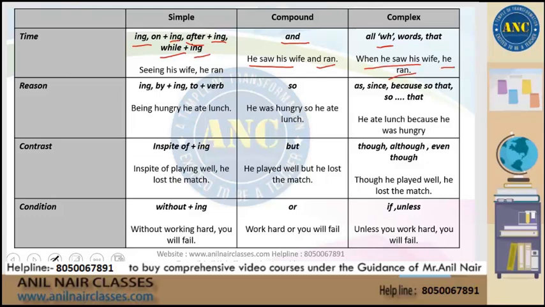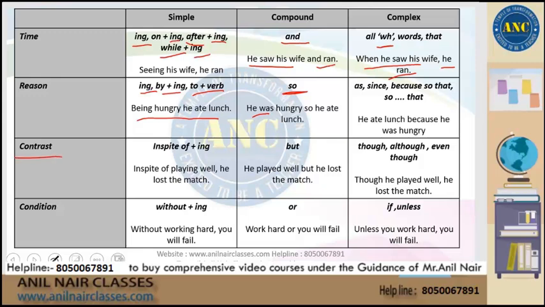In terms of reason, ing, being, by plus verb in the ing form, or to plus verb. Being hungry, he ate lunch. Compound, he was hungry, so he ate lunch. These are coordinators. For complex, subordinators: as, since, because, so that, so and that. He ate lunch because he was hungry.